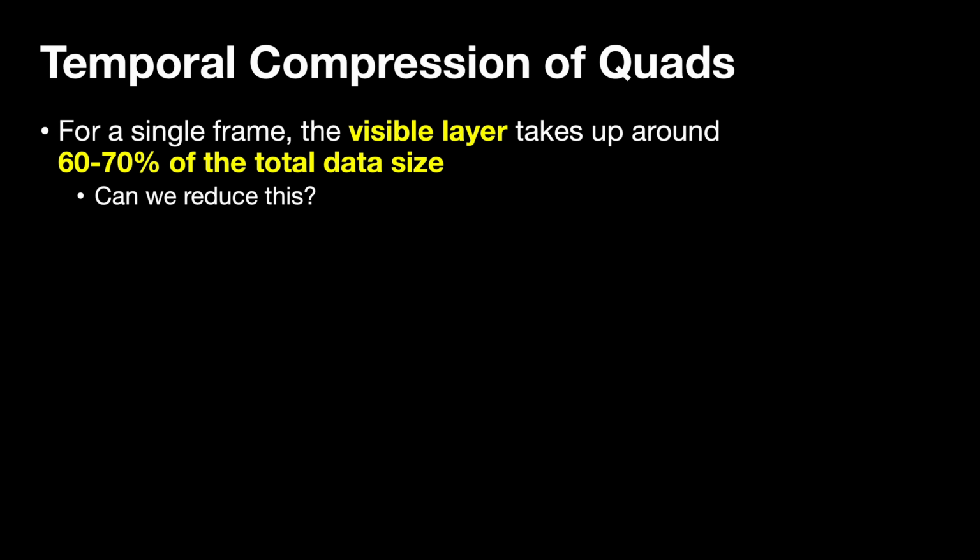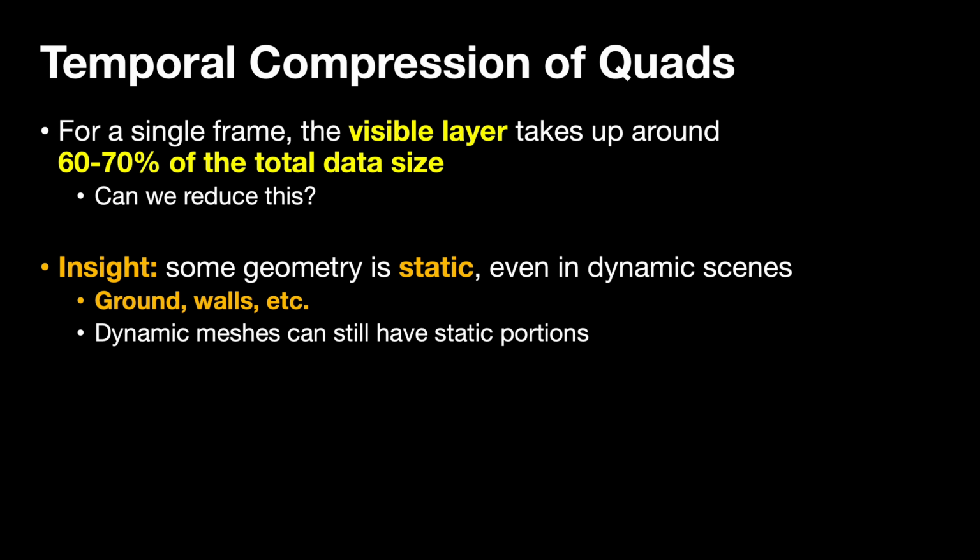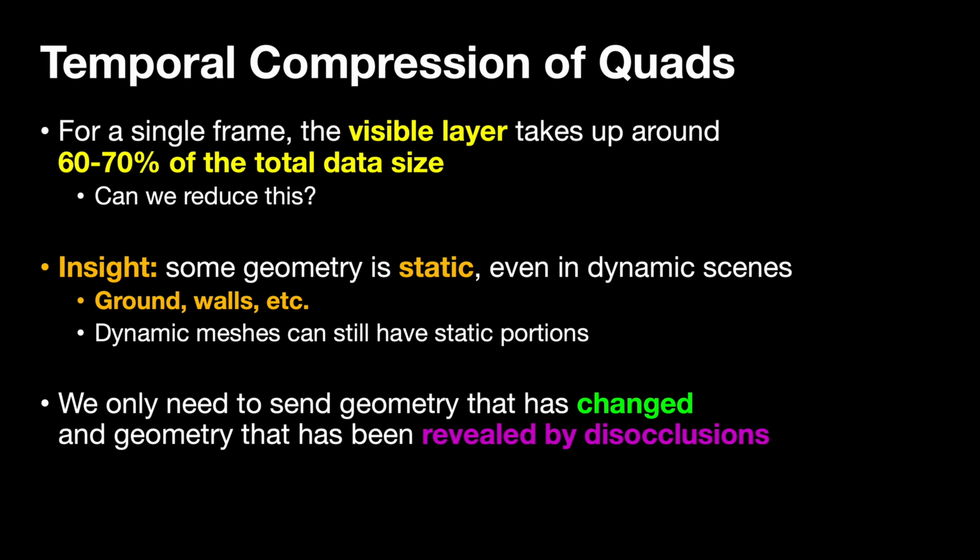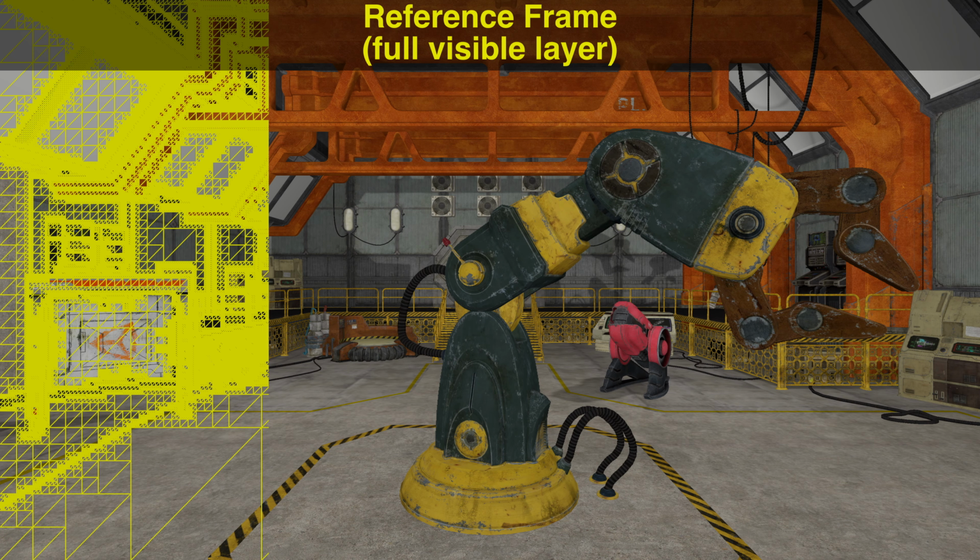A major portion of the data payload, often over half, comes from the initial visible layer. To reduce this, we leverage the spatio-temporal stability of scene geometry. Since much of the environment remains static over time, we transmit only geometry that has changed since the last keyframe. To illustrate, imagine we begin with this set of visible quads from a camera view.